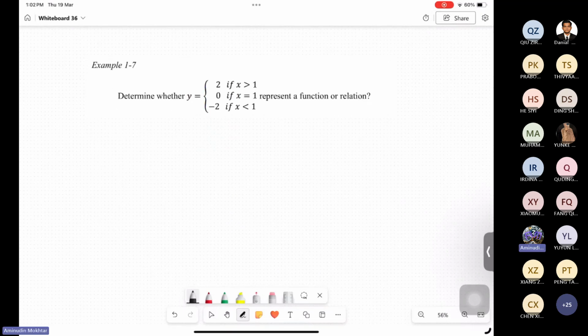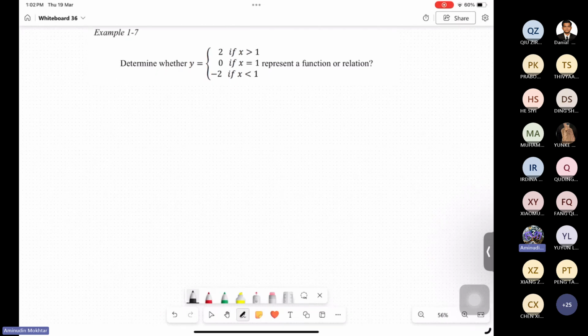Okay, I'll determine whether y equals 2, y equals 0 and y equals -2 represent a function or a relation. First, I will show you how to draw this graph. To draw the function, we need the y-axis and x-axis. We need the horizontal line and the vertical line.